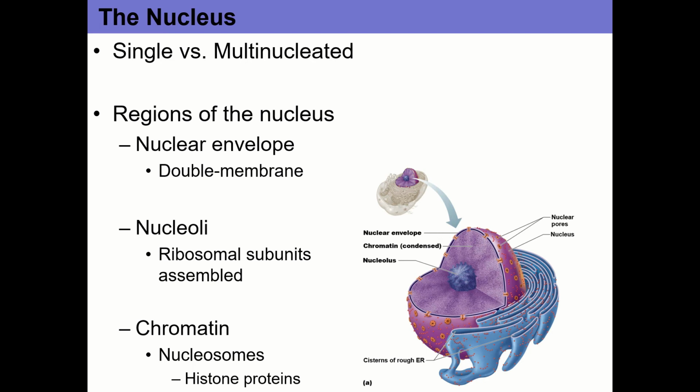So far we've talked about the cell membrane. Remember, that's what separates the cell from all of its surroundings. And then inside of the membrane, we've talked about the cytosol, we've talked about the organelles that float around in the cytosol. And so the last thing that we haven't talked about, obviously, is the nucleus.